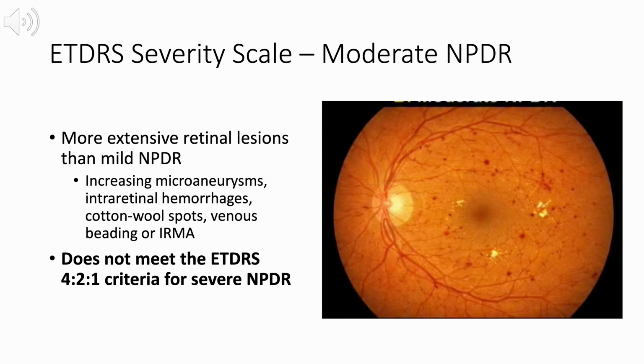Moderate NPDR demonstrates more extensive retinal lesions than mild NPDR, including increasing microaneurysms, intraretinal hemorrhages, cotton wool spots, venous beading, or IRMA, but it does not meet the ETDRS 4-2-1 criteria for severe NPDR. Moderate is therefore, in practice, the middle ground: more than a few lesions, but short of the 4-2-1 threshold.